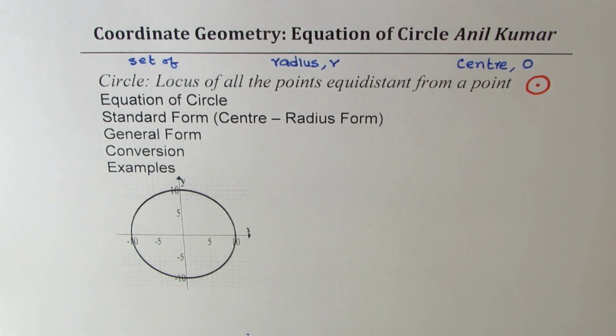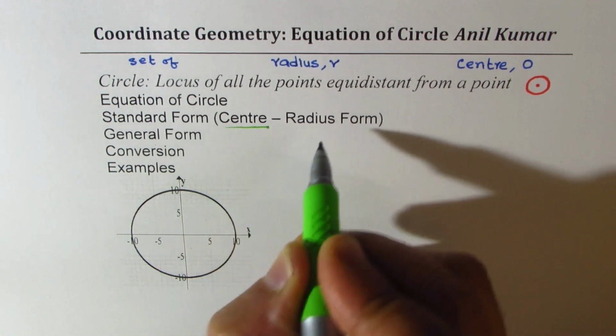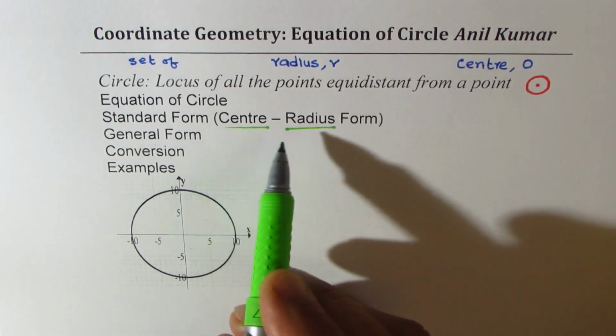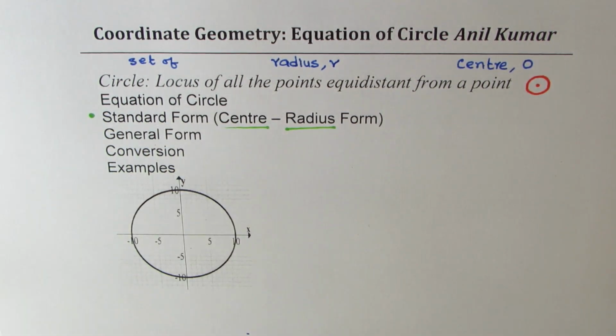So what you notice here is that any circle can be defined with two things. One is the center and the other is the radius. Now these two things, when used to define a circle, give us the equation in standard form, right? Now let's see how to develop this equation.